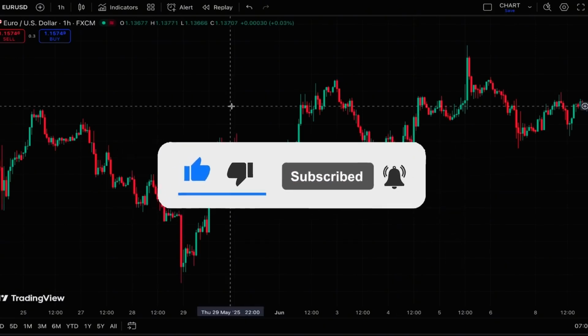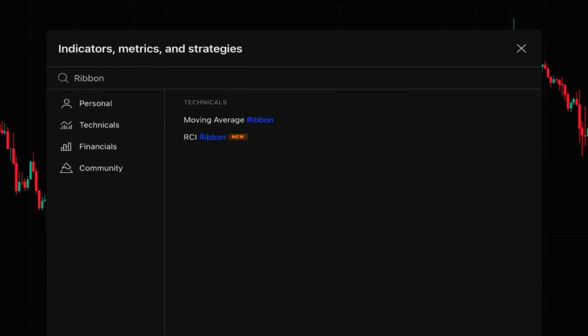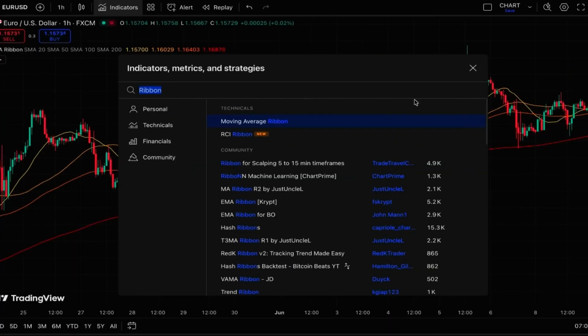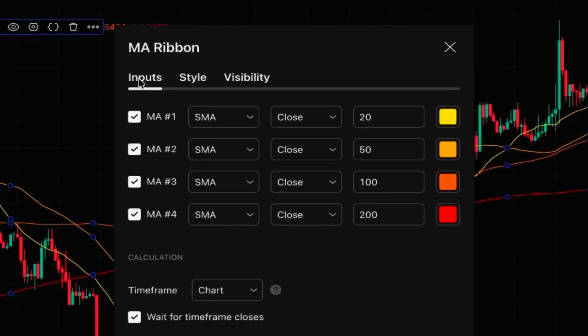Alright. On TradingView platform here, we click on Indicators and we search ribbon. We had this one moving average ribbon which is a built-in indicator on TradingView platform. And now we need to give some special settings and combination to these moving averages. So here we go to the settings of the indicator. And here in the input step you can see that we have 4 moving averages.